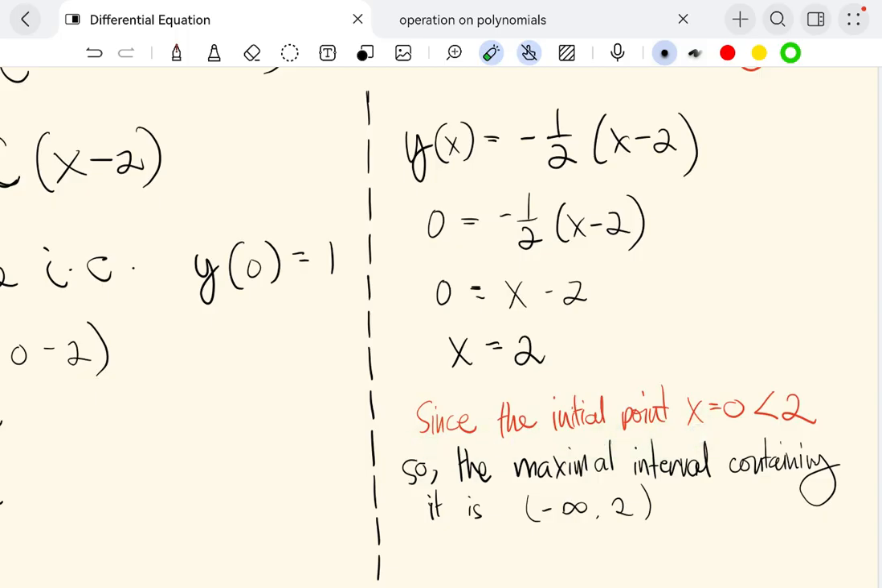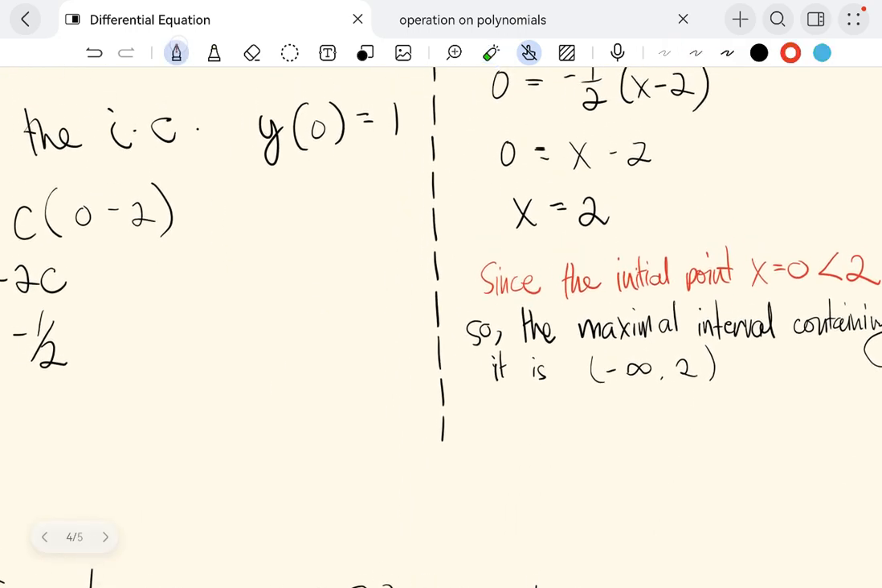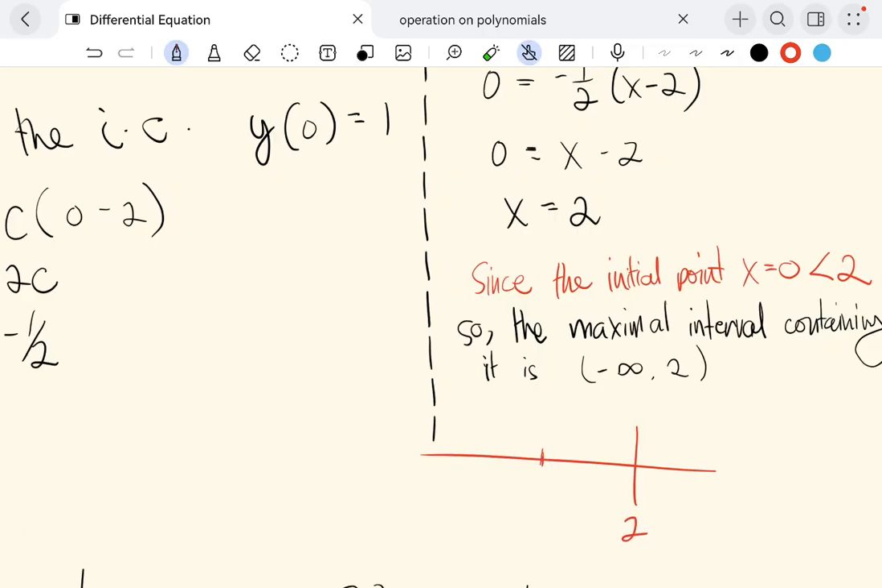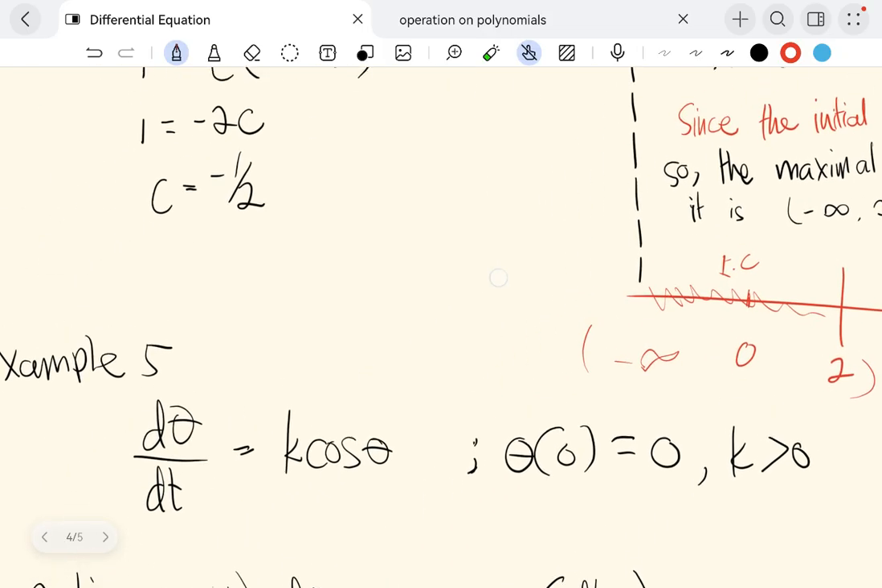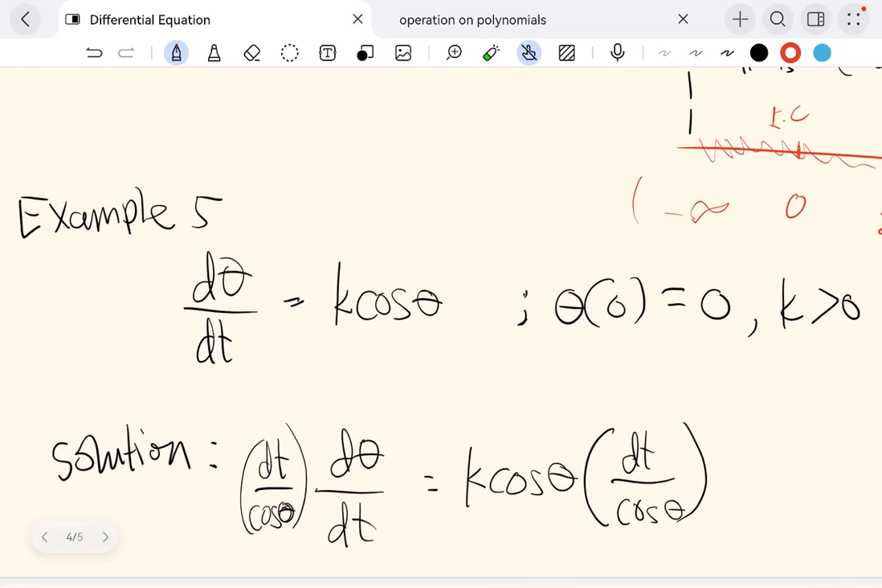Since the initial point is x is equal to 0, and 0 is less than 2, the maximum interval containing it is from negative infinity to 2, because 0 must be included. We can no longer go from 2 to positive infinity. Okay? So that's the idea. This is the 2, and we need to target that 0. So 0 must be included as the initial condition, because that's the initial condition. So we will end up from negative infinity to 2, so that 0 is included.